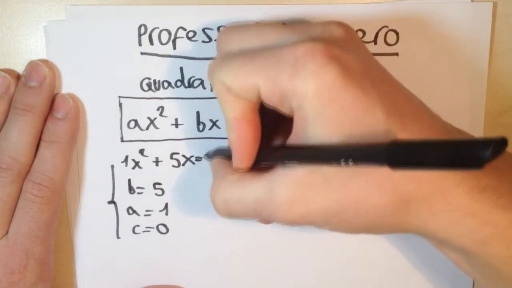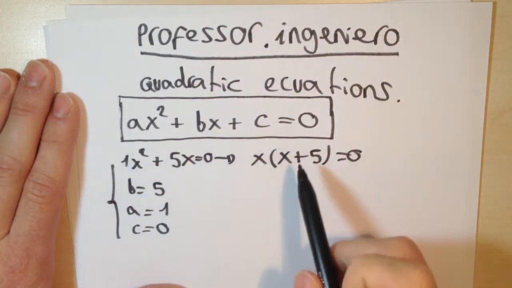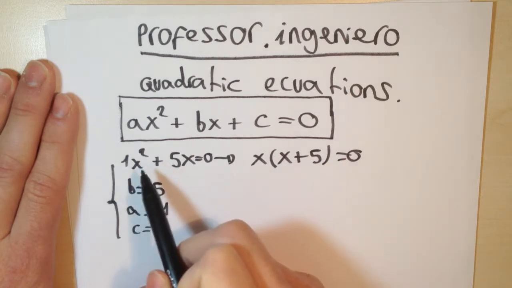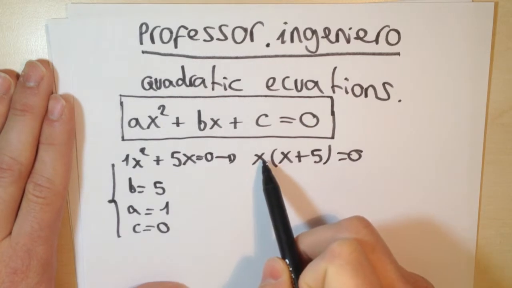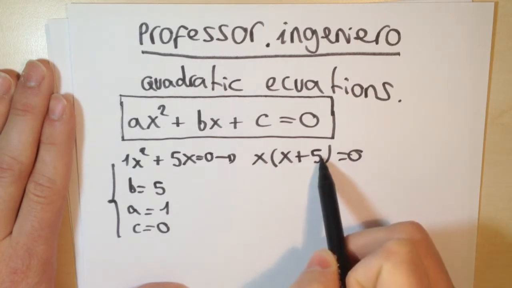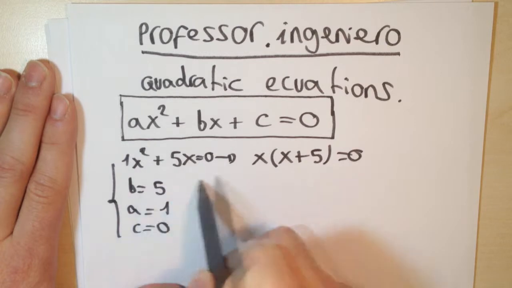0. This equals 0. You see, this equation is the same as this equation. If you put the x inside, you put the x times x plus x times 5, it's this equation here.